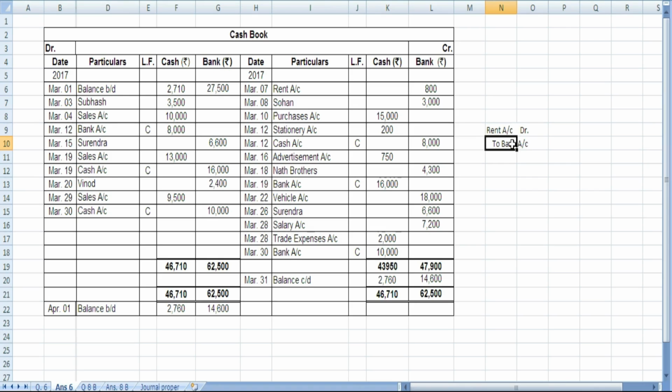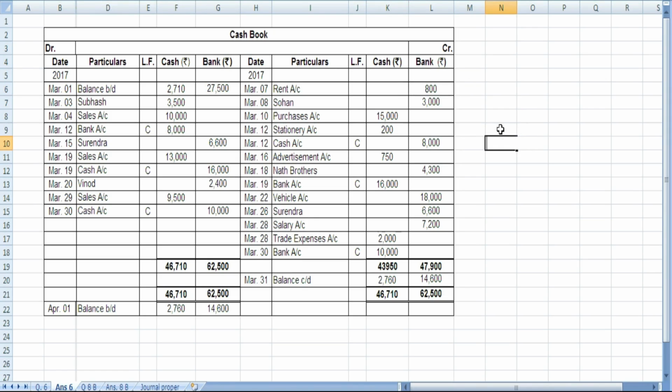So why are we writing bank? Because it is paid through check. So this rent will become by. Okay, rent account debit. I've written here cash book, but whenever there is a check or through bank, we'll have to write the amount in the bank column. So it is by rent, so it will come here on the by side, rent account, and will go in the bank column and write 8,000.